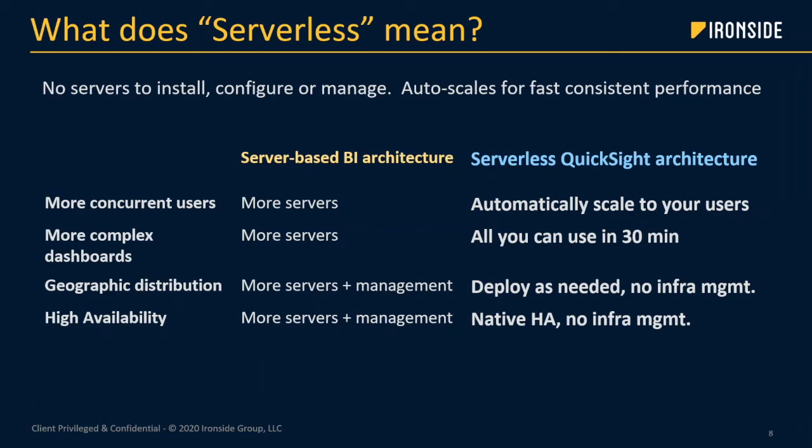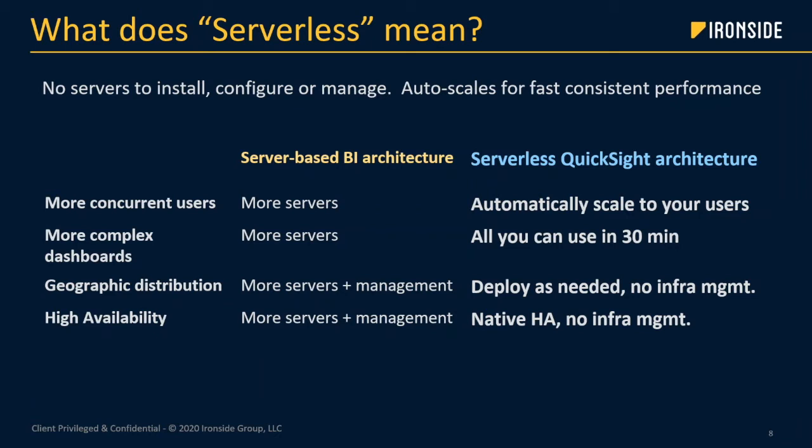So, if we compare and contrast QuickSight to server-based BI architectures that are more traditional in nature, basically with a server-based architecture, the more users I have, the more complex I make my content. That means the more servers I need to typically purchase and maintain. So if I have a need to serve a globally disparate user community, typically that means I need to invest in additional hardware and resources and make decisions about where to put them. That is not the case with QuickSight, right? I can deploy as needed, no need to manage an infrastructure.